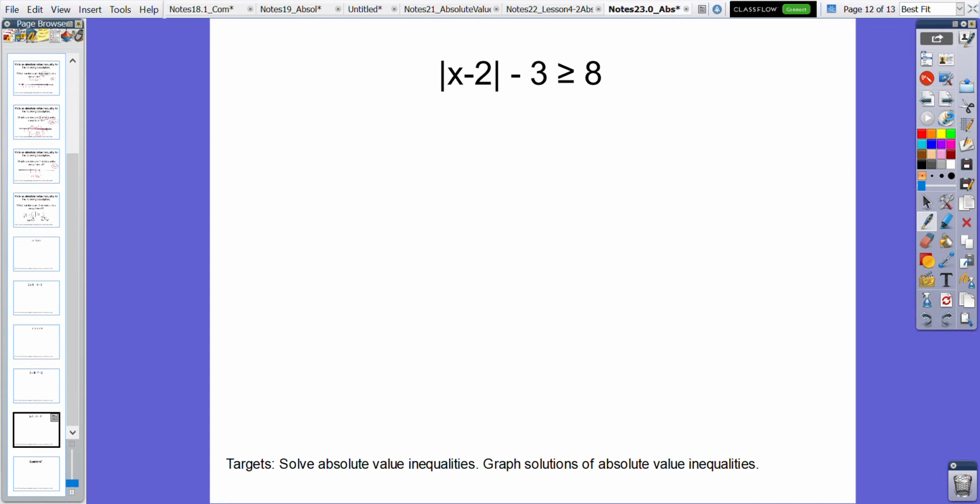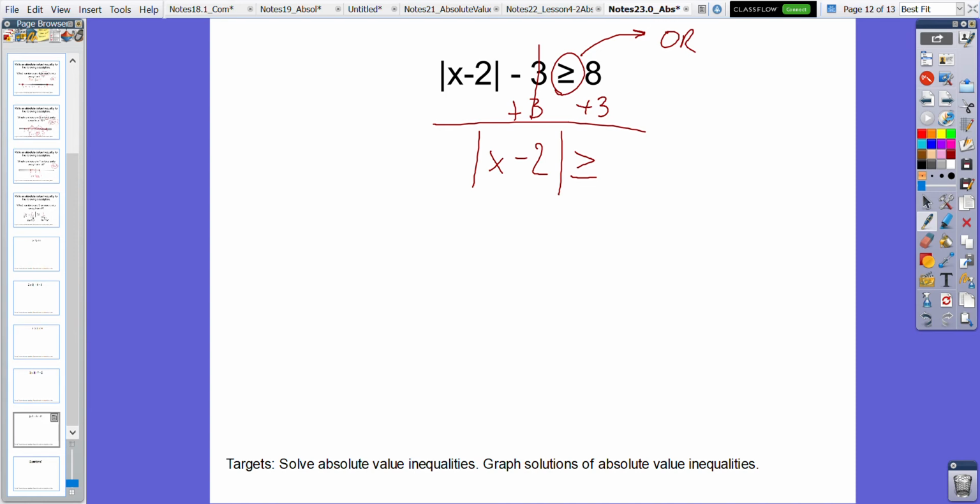Once again, like we saw in the previous video, anytime we see an absolute value with a greater than or equal to, this clues us in that this is going to give us an OR graph. First thing we want to do, just like in the previous videos, is get that absolute value of x minus 2 by itself. We add 3 to both sides of the inequality. Absolute value of x minus 2 minus 3 plus 3 causes my 3's to cancel. Absolute value of x minus 2 is greater than or equal to 8 plus 3, which is 11.